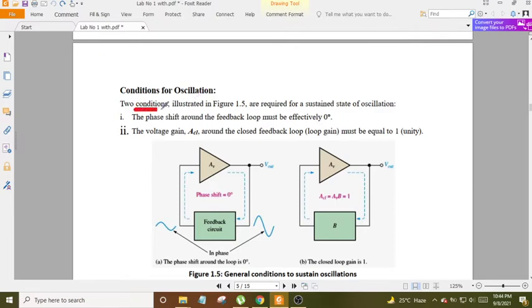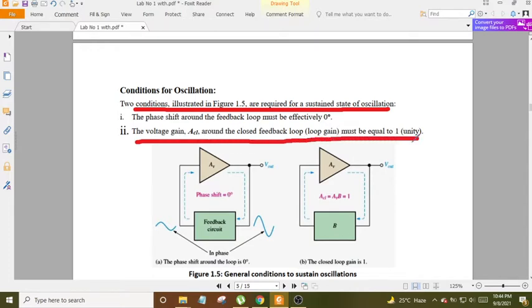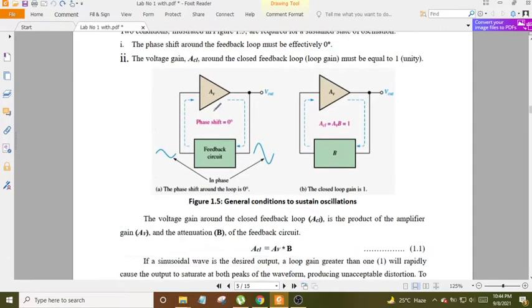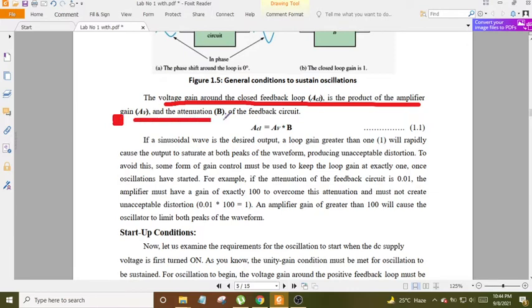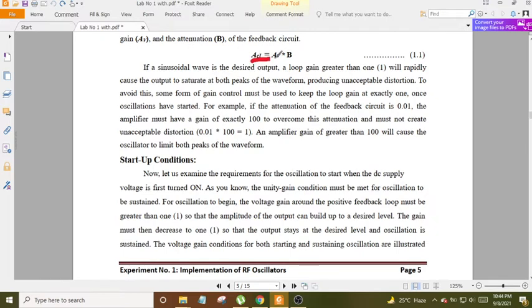Two conditions, illustrated in Figure 1.5, are required for a sustained state of oscillation. A. The phase shift around the feedback loop must be effectively 0. B. The voltage gain, ACL, around a closed feedback loop must be equal to 1, unity. Figure 1.5. General conditions to sustain oscillations. The voltage gain around the closed feedback loop, ACL, is the product of the amplifier gain, AV, and the attenuation, B, of the feedback circuit. ACL equals AV times B. Equation 1.1.